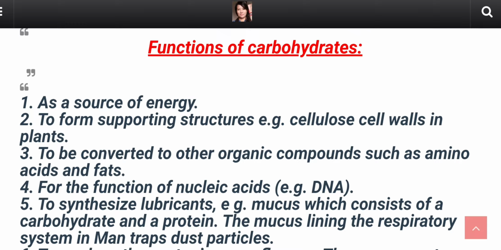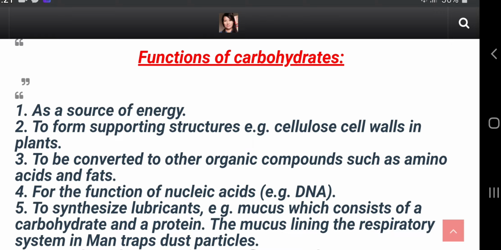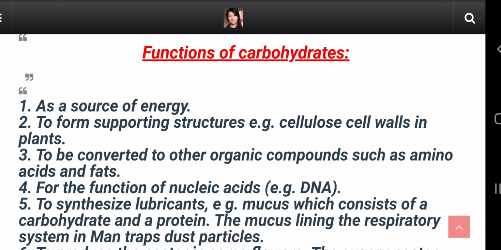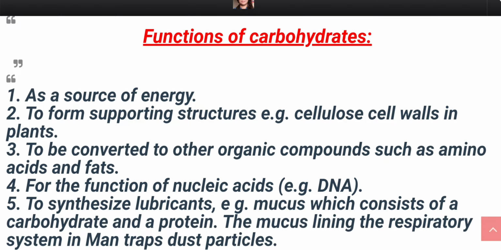What are the functions of carbohydrates? Why do we need carbohydrates? Number 1, they are a source of energy. Number 2, they provide supporting structure, for example cellulose in cell walls in plants. They can be converted to other organic compounds, that is amino acids and fats. They are also used in nucleic acids, for example DNA, and to synthesize lubricants and mucus, which consist of carbohydrates and proteins.